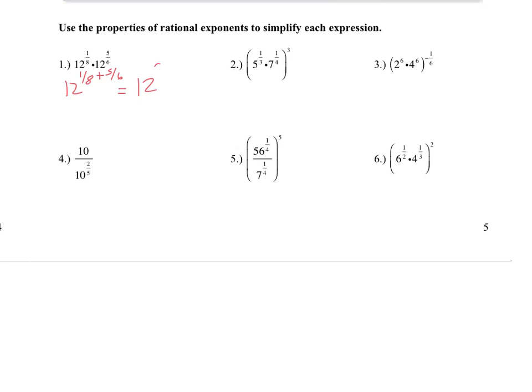So I'm going to take 1/8 and multiply by 3 over 3 to get 3/24. And then I'm going to take 5/6 and multiply by 4 over 4 to get 20/24. So 3/24 plus 20/24 gives us 23/24. Our final answer, though, should always be in radical form. So that's the 24th root of 12 raised to the 23rd power.